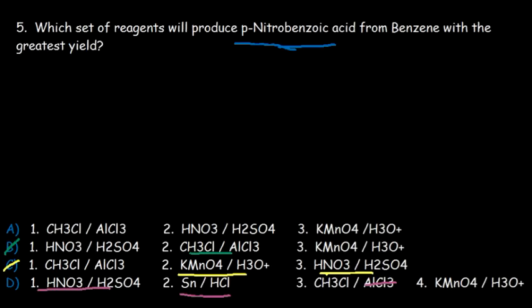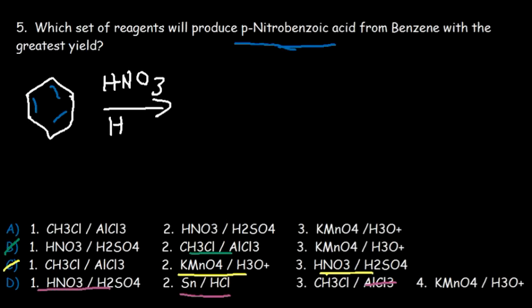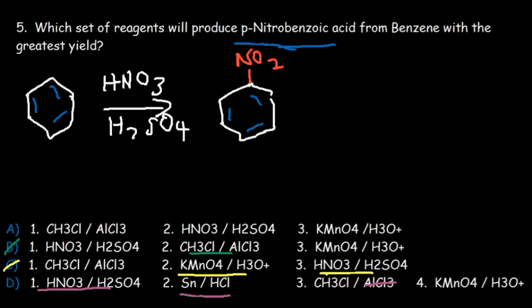So let's go through each one. I'm going to go over A last, but let's start with answer choice B. So starting with benzene, once we add nitric acid and sulfuric acid, we're going to replace a hydrogen with an NO2 group. So this is called nitration. And then we're going to add methyl chloride with an aluminum chloride acid catalyst. Now, the nitro group is a meta director, so it's going to tell the methyl group to go here.